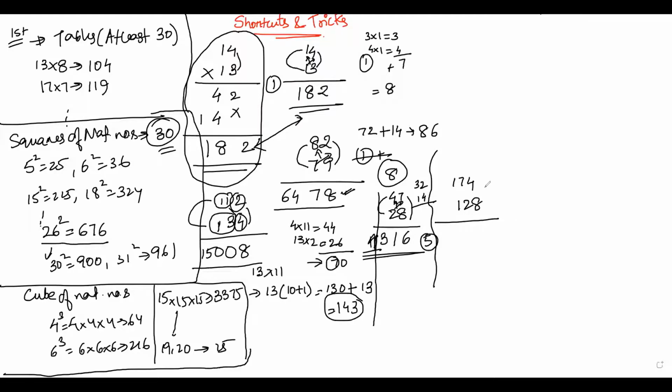Okay, so now let us try to multiply these two three-digit numbers. The same process will repeat once again. So 8 4s are 32. So the carry is 3.